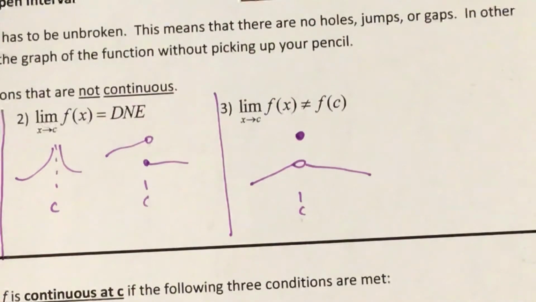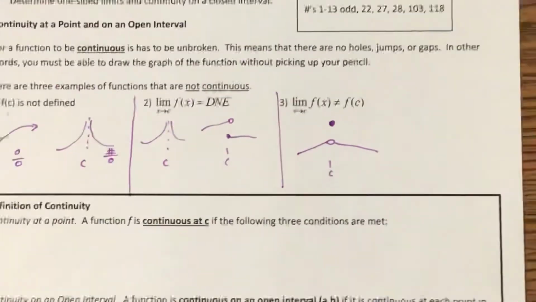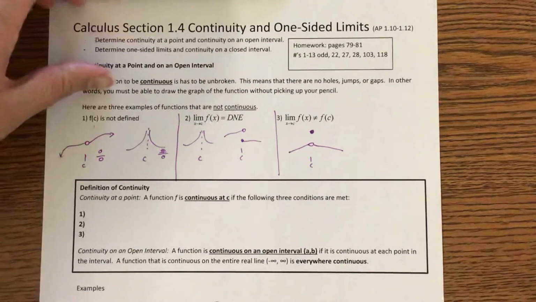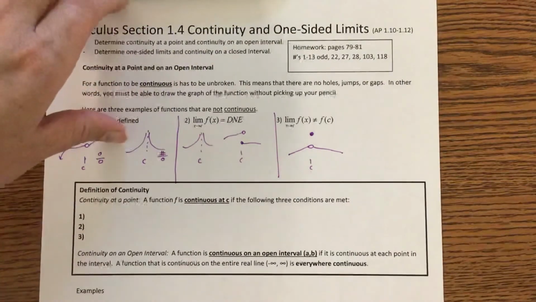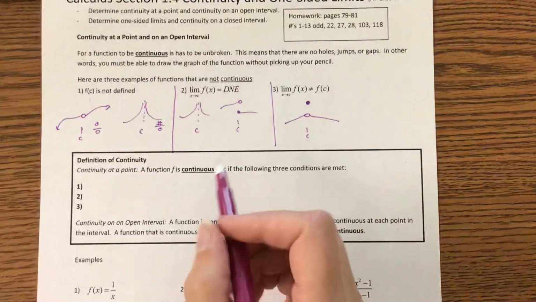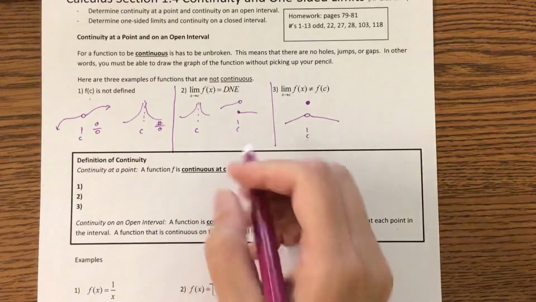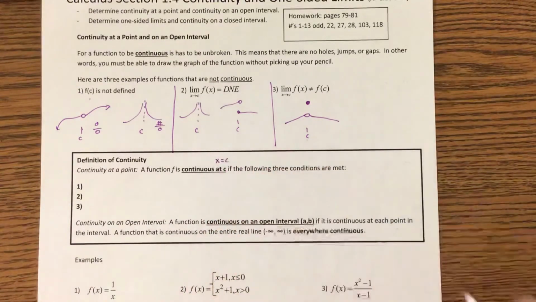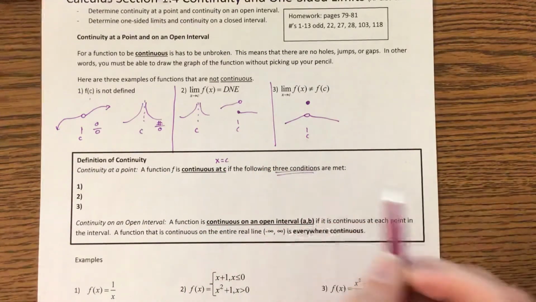Examples of continuous functions. Straight lines, like linear functions, are continuous. Squared functions like y equals x squared, totally continuous, x cubed. So any polynomial is going to be continuous. Okay, the definition of continuity. So for your graph to be continuous at a point, which means continuous at c, some kind of an x value, we have to have 3 conditions.